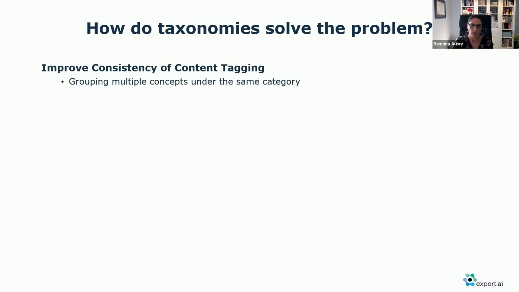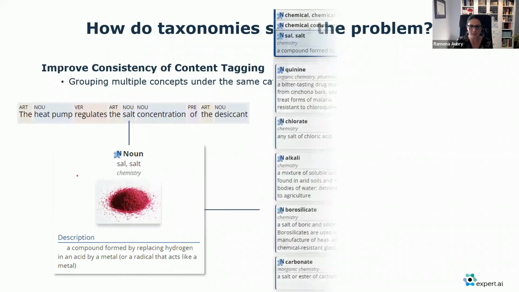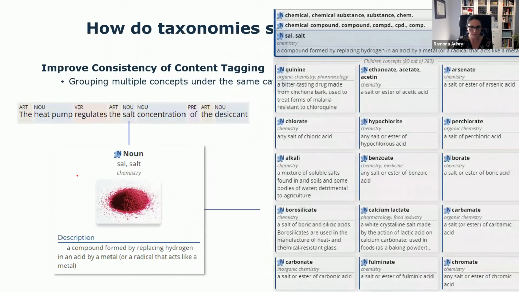Now, a different way to illustrate how taxonomy solves the problem is when we have this idea of grouping multiple concepts under the same category. So my favorite example here is with this sentence that will come up in a second around the notion of salt. Dealing with salt as a chemical compound, salt has a variety of synonyms that you can see here from a chemical perspective. And subject matter experts refer to these synonyms as labels, alternative labels.